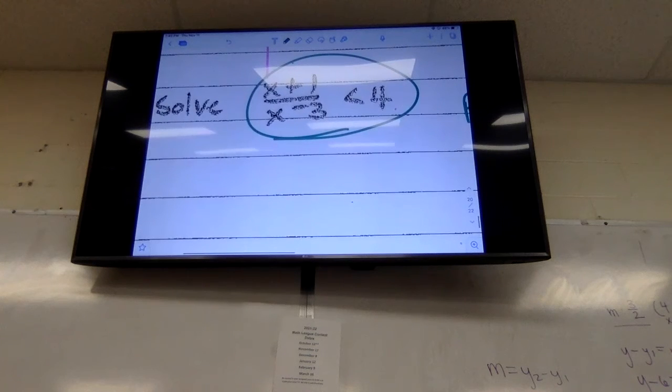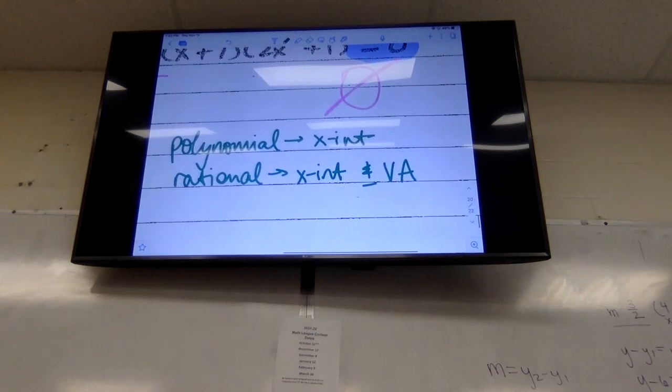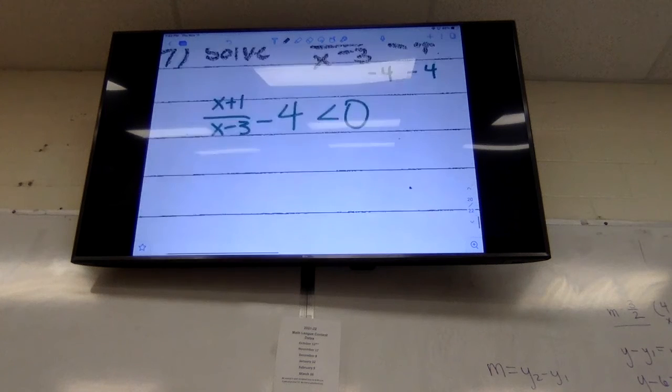Okay, so let's start here. Let's move that 4 over. I told you I want it to be equal to 0. So it's minus 4 from both sides. So I've got x plus 1 over x minus 3 minus 4 is less than 0. I'll move a little faster then. Okay, so I moved it over here.